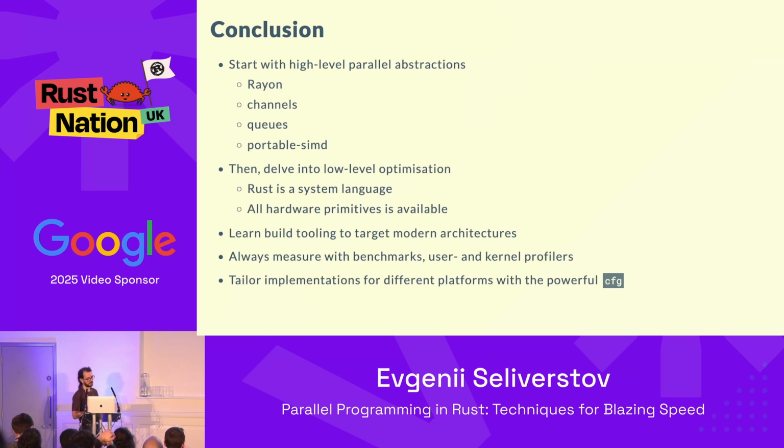And only then delve into the really low-level optimization, because Rust is a system language. It allows us to have all the hardware primitives at our fingertips, so we can use all the features from the processor, all the features from the system. We can use any syscall you want. And then learn how to customize your tooling, how to target a specific architecture. So you can tailor the whole binary of your program to be really hardware independent. You can have the same binary running on ARM with really high performance as on Intel. So yeah, that's really easy.